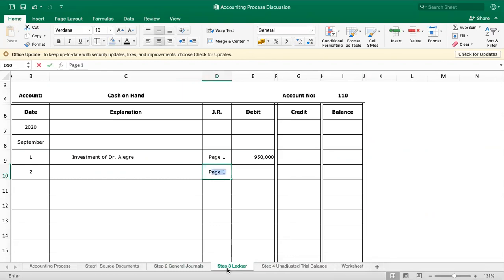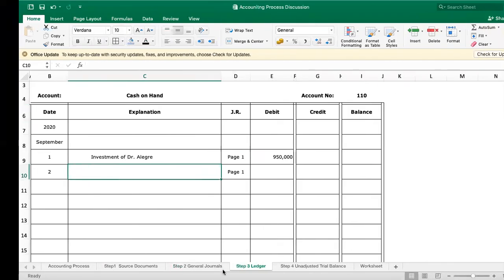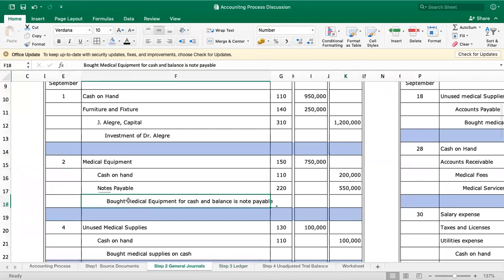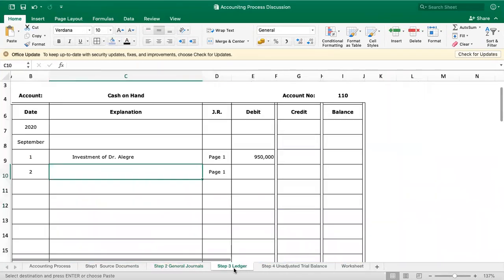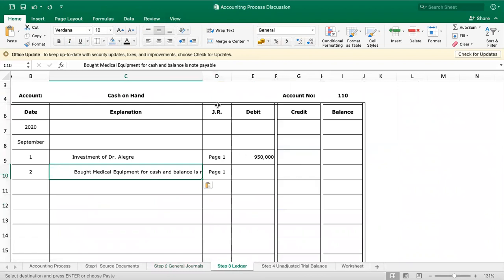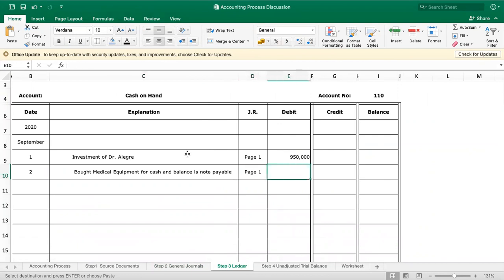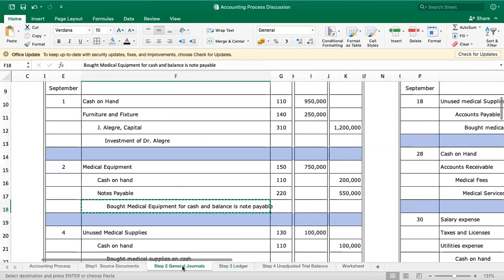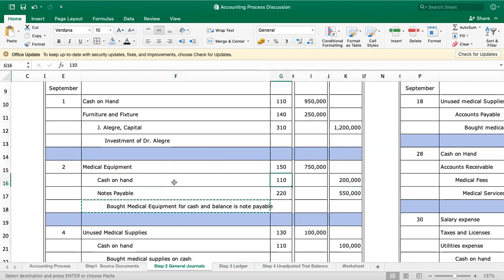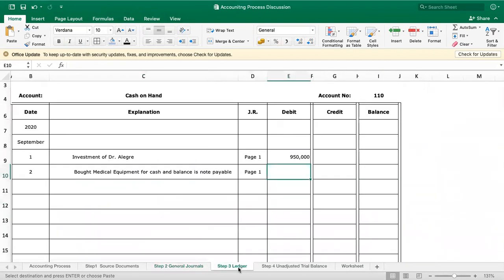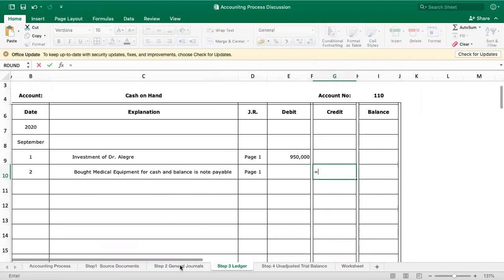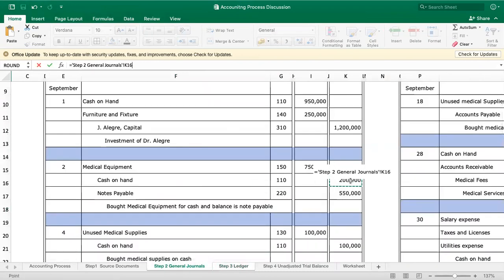Okay, still on page 1, this transaction is the purchase of medical equipment. Let's copy the explanation. Okay, bought medical equipment. Debit, credit. So let's go back to number 2, that's credit 200,000. You need to be very careful, right? You might get confused about where you put the amount. This is debit, this is credit. So the cash account was credited on September 2.